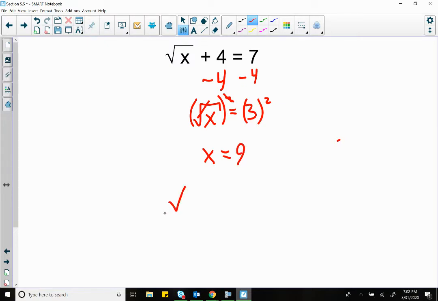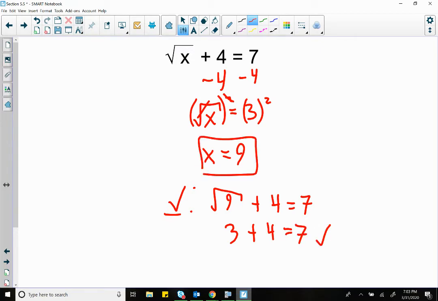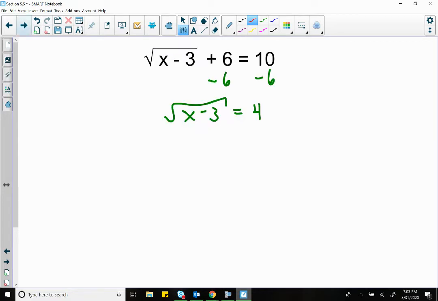Again, we got to check it. So if we plug in, is the square root of 9 plus 4 equal to 7? Okay. Well, what's the square root of 9? That's 3 plus 4. Is that 7? And absolutely. So this answer is valid. Okay? Go ahead, pause the video, finish this one up.